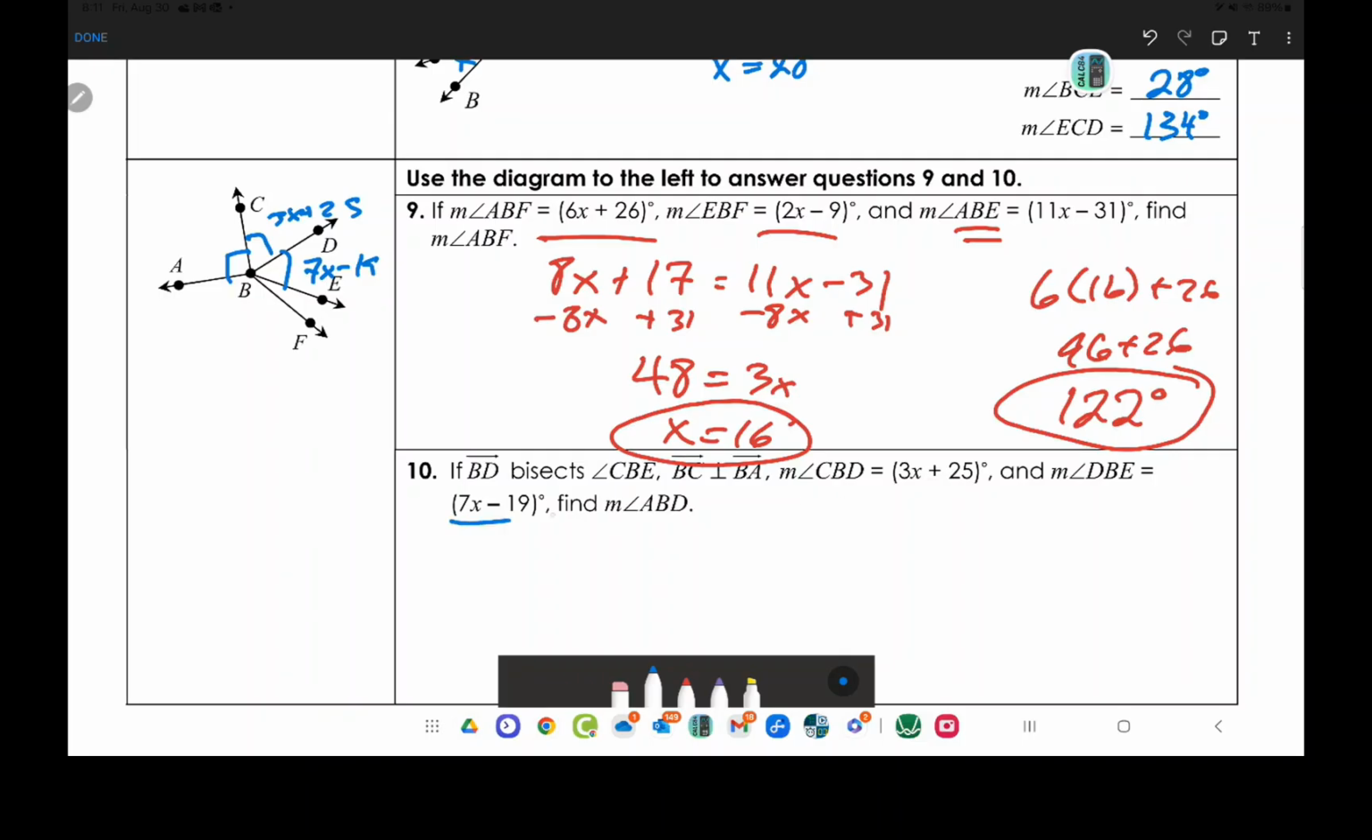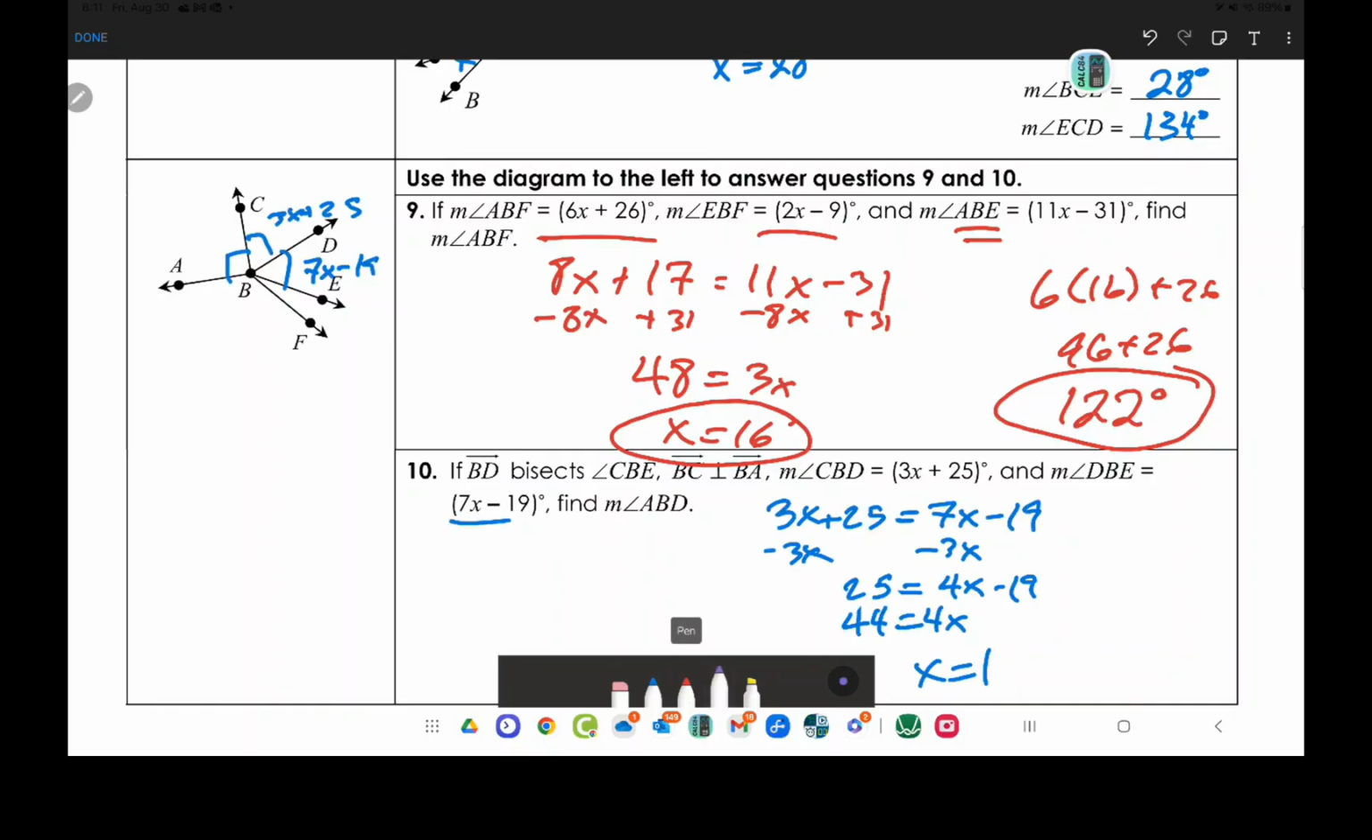So we know those two angles are equal to each other. 3x plus 25 is equal to 7x minus 19. Subtract 3x. 25 is equal to 4x minus 19. Add 19 over. 44 equals 4x. X is 11.